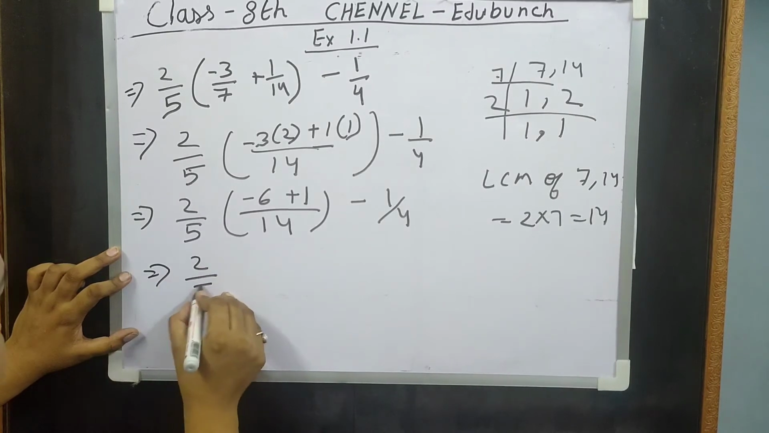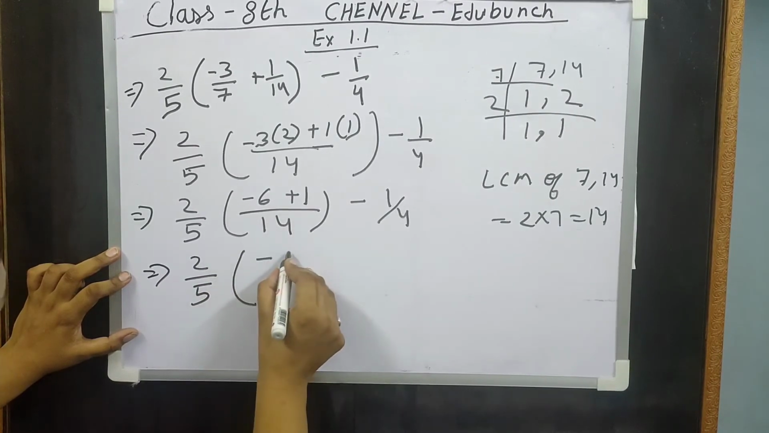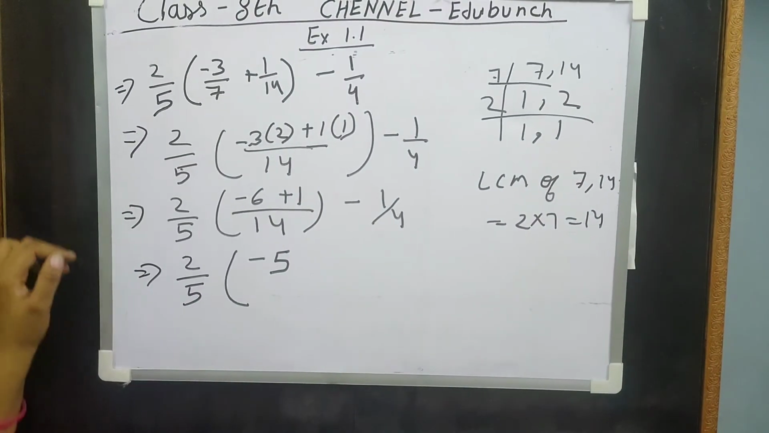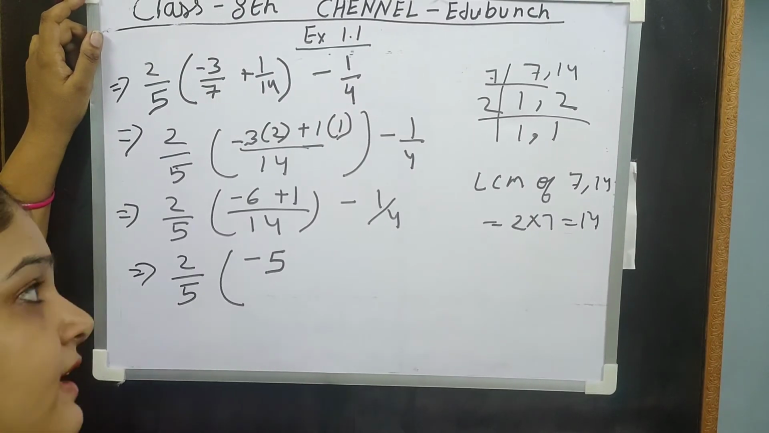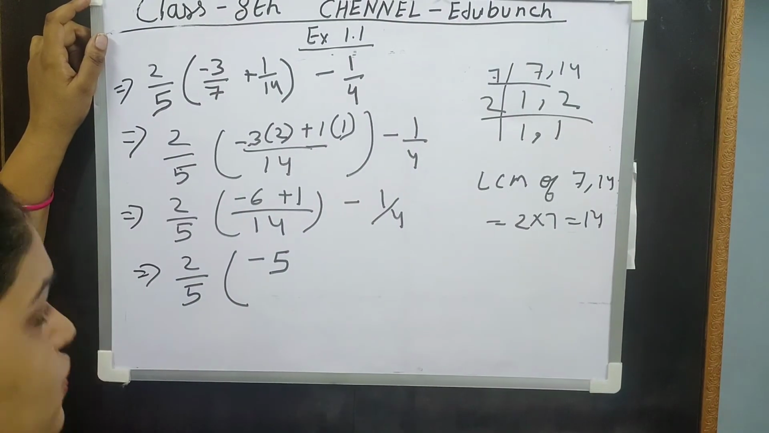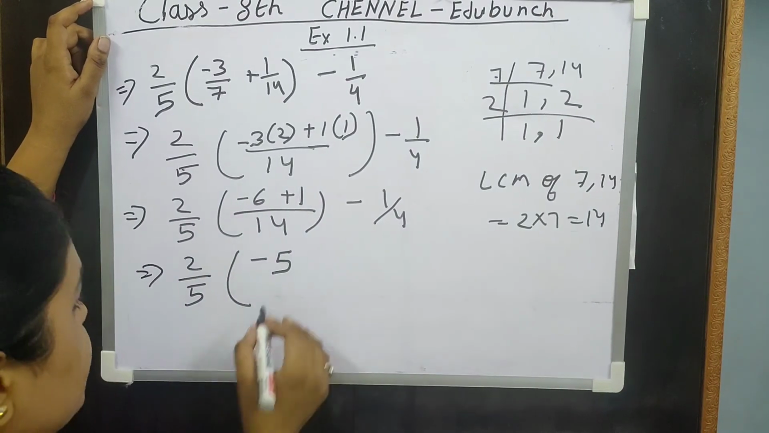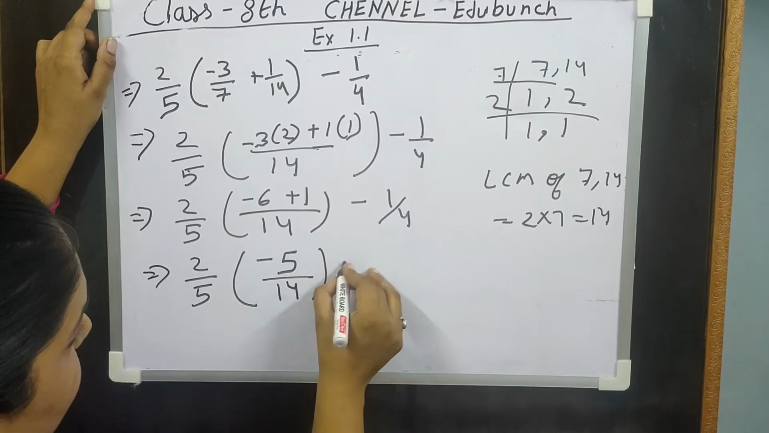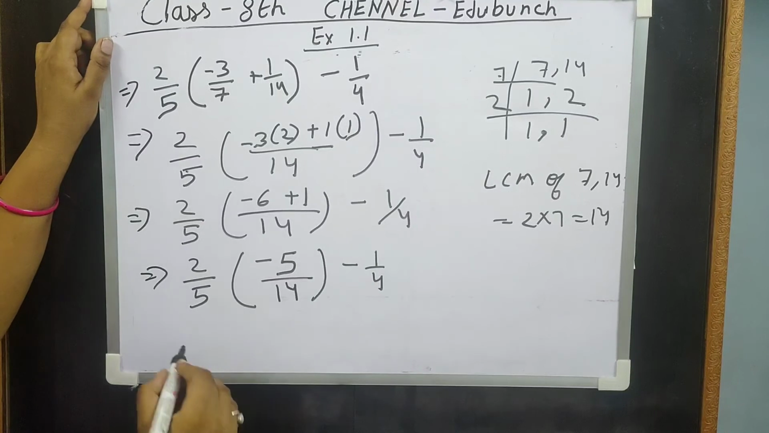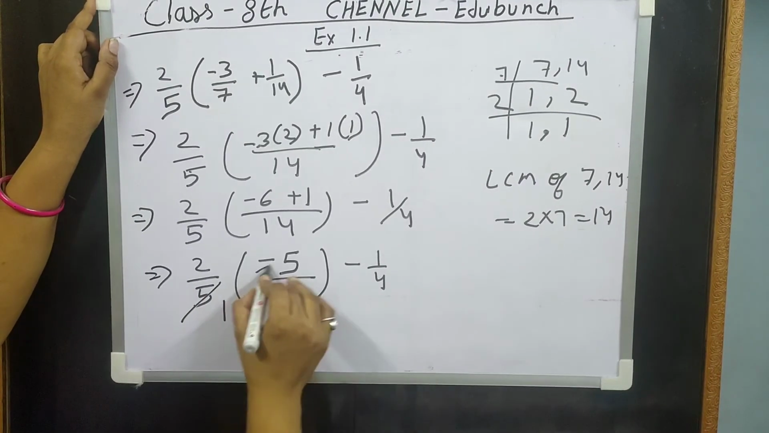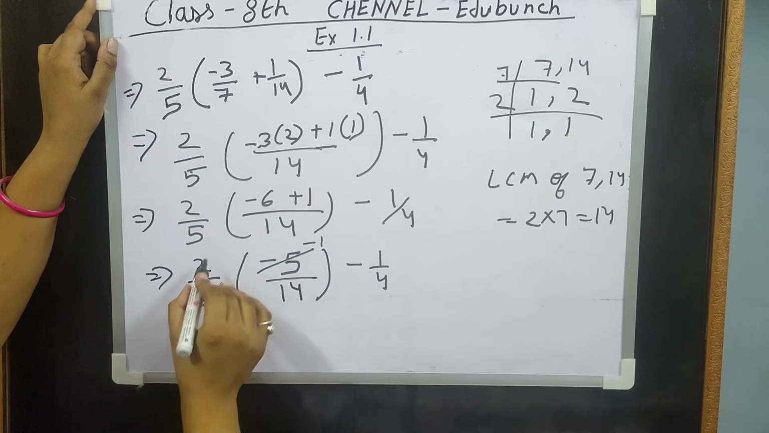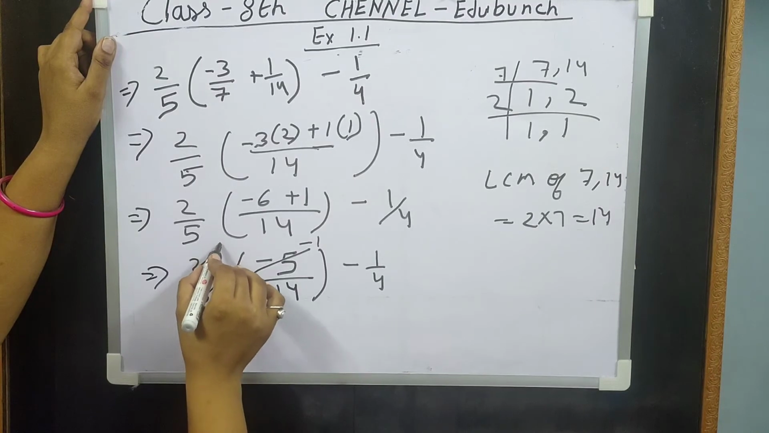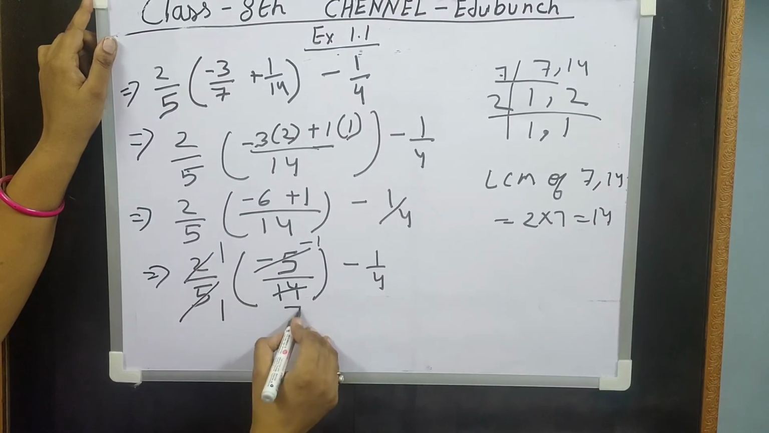Now next is 2 upon 5. Here we are getting the minus value, minus 5, because when we deduct 1 from 6, it becomes 5, but the sign should be the same as the bigger value. So here the bigger value is 6, so our sign is minus. Now 14 minus 1 upon 4. Here look, 5 ones are 5, 5 ones are 5. Here is minus 1. Here 2 ones are 2, 2 sevens are 14.